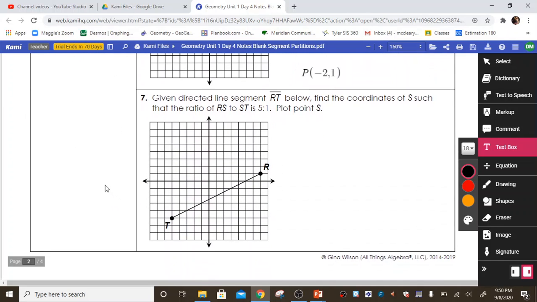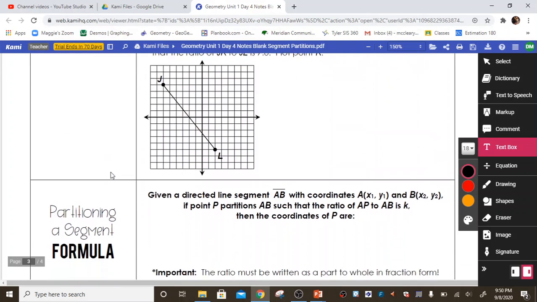Okay, try number 7 yourself. See if you can find the point S. So this time be careful, we're going from R to T, so we're starting on the right and going down, and then S is going to be somewhere in here. See if you can find that point S. Okay, we'll skip number 8 for time.